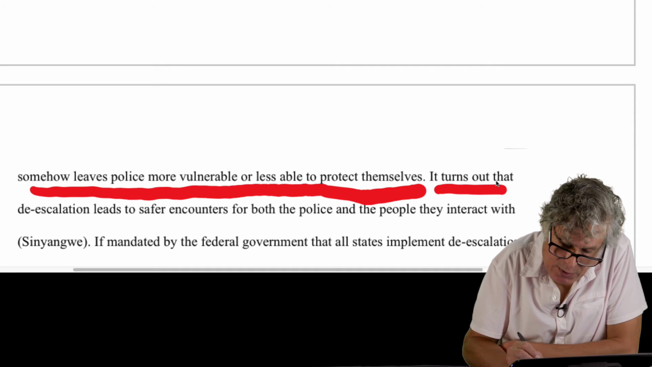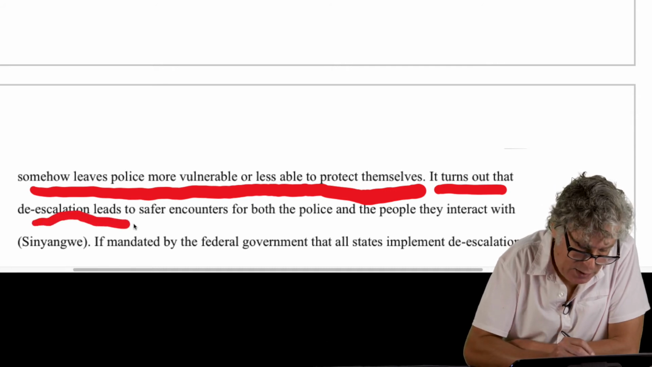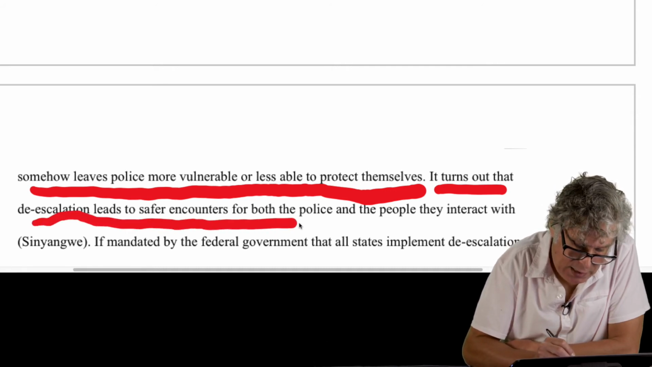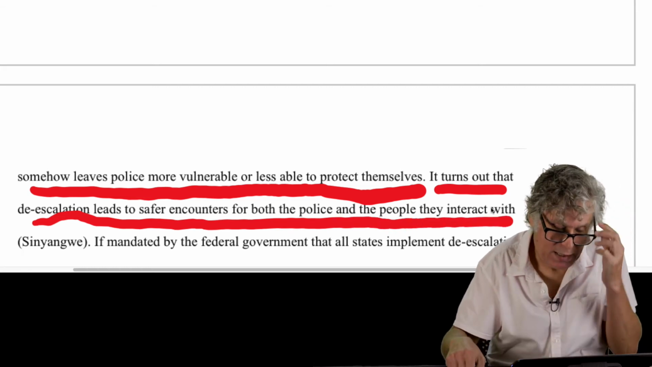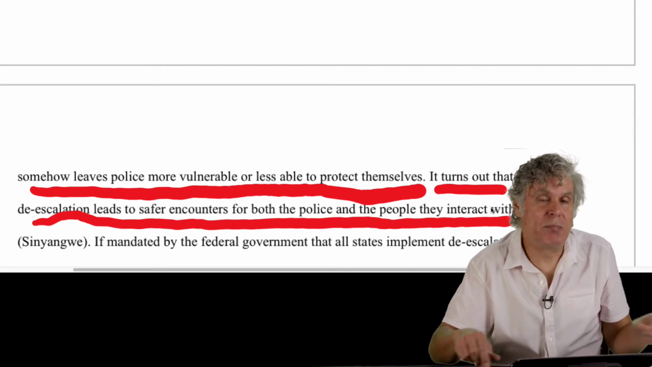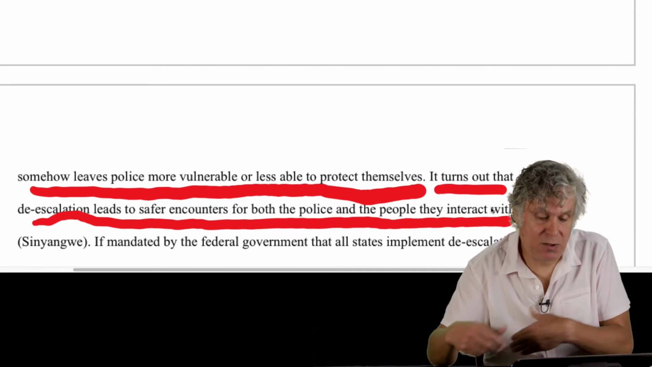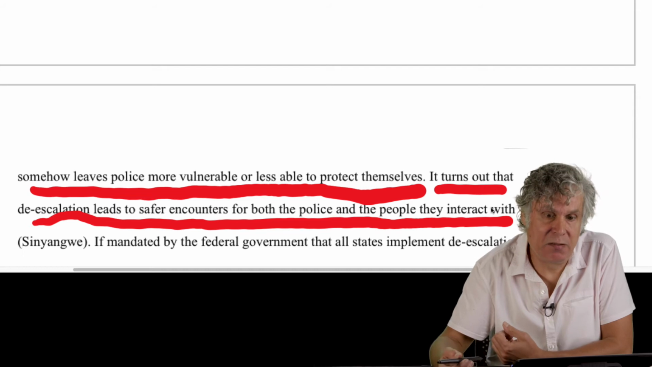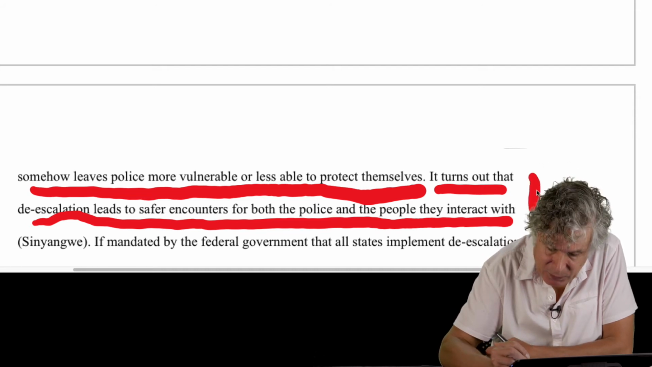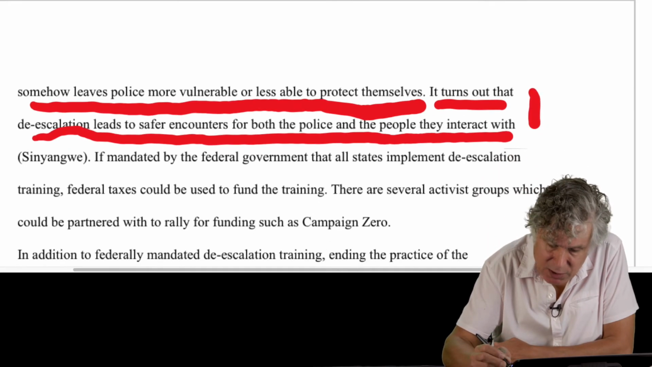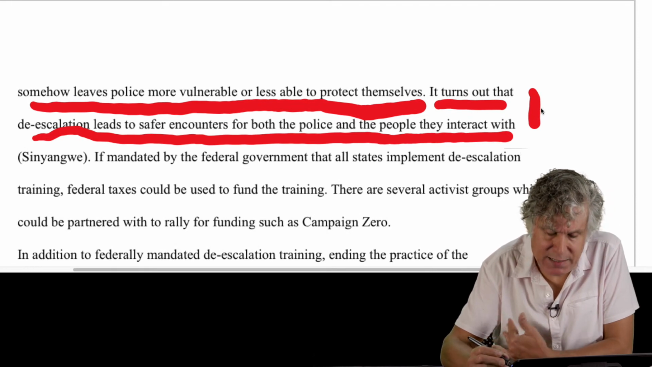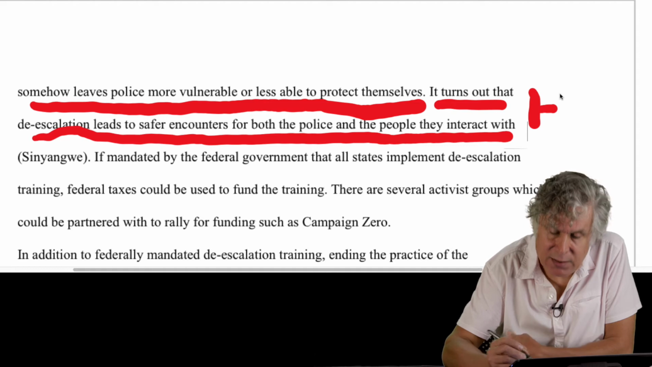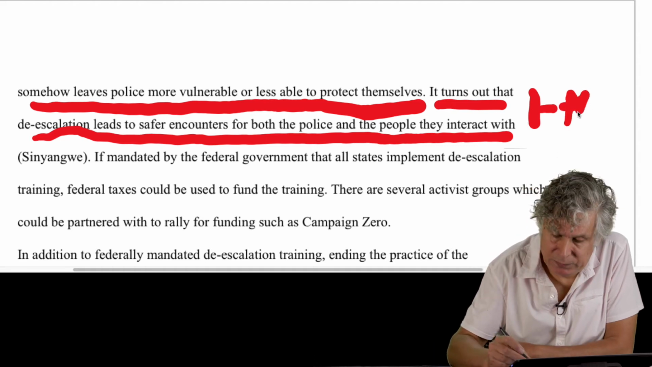And then he says, it turns out that de-escalation leads to safer encounters for both the police and the people they interact with. So it doesn't actually leave the police more vulnerable, it actually creates a more safe environment. And here, you'll notice that he sort of goes on, he sort of leaves this behind. And this is the part that I wish he expanded upon.